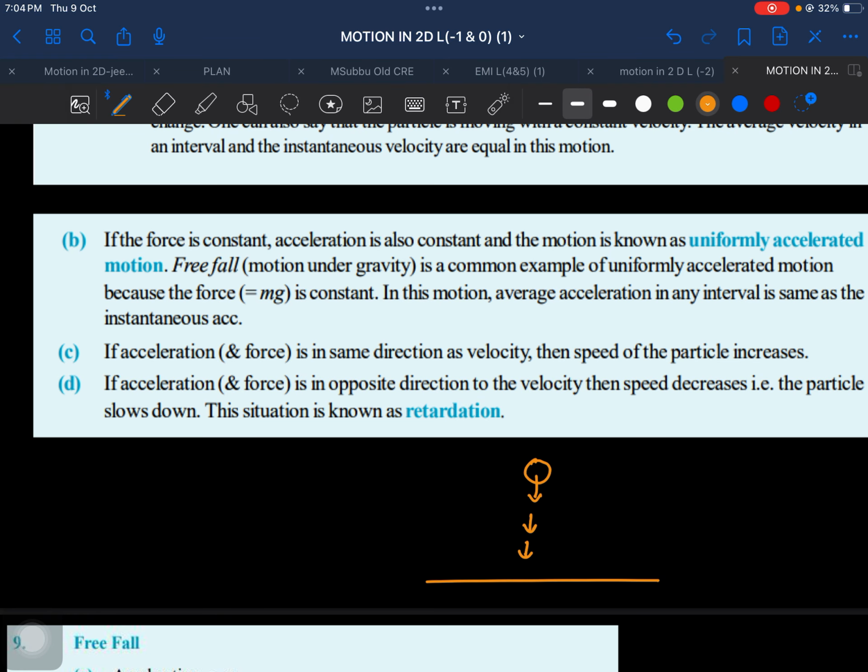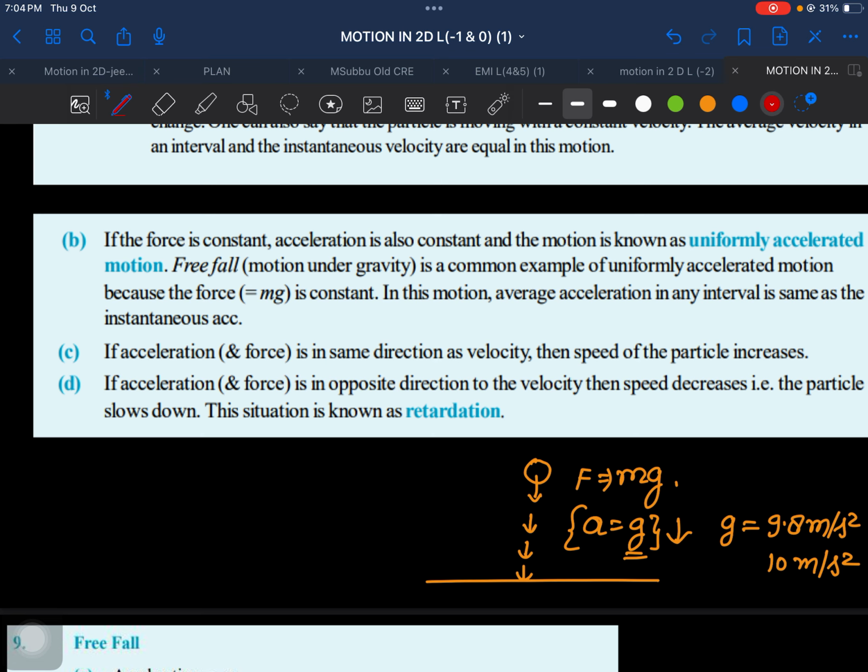So in this case, the force on this ball is only the gravity force, right? The force is equal to gravity force, you can say. And acceleration here is only g, in the downward direction, right? So this g is constant. The value of this g is equal to 9.8 meter per second square, and in some numericals we will take it to be 10 meter per second square. All right, no problem in that. I hope this is very much clear. All right, students, so this is the example of this freely falling body.